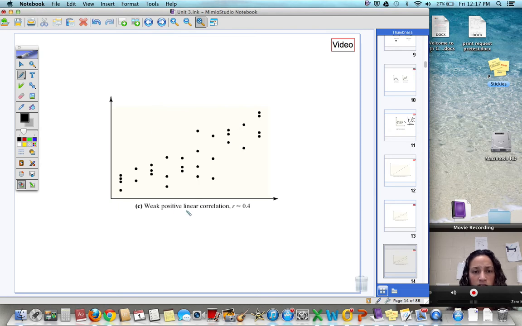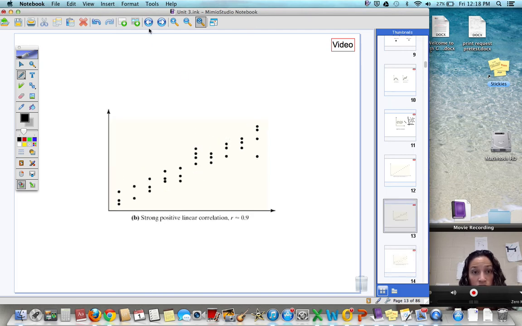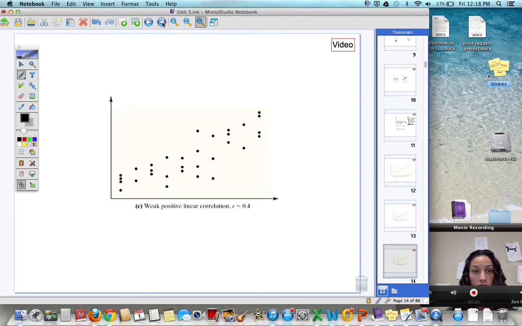This would be a weak one. It's going up, but there's a little bit down. You can still tell that it's linear, but it's not as strong as this one, and definitely not as strong as this one. So we're just going to call it a weak correlation, and it's not as close to 1. It's further away, so it's 0.4.